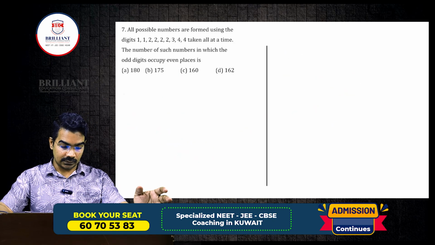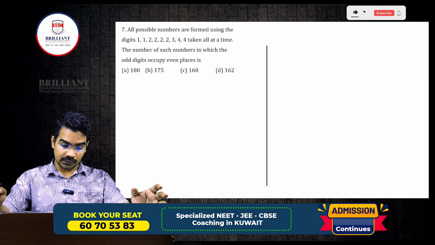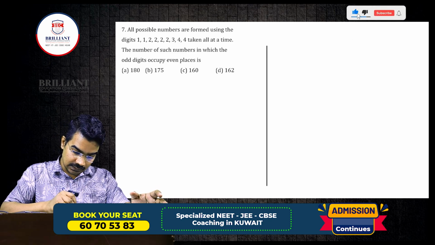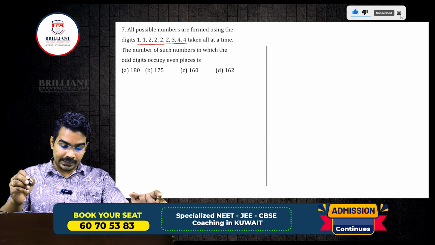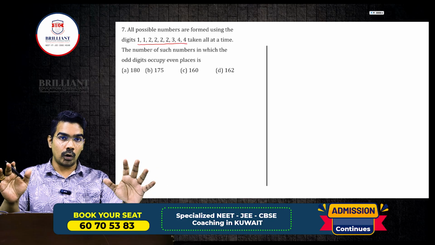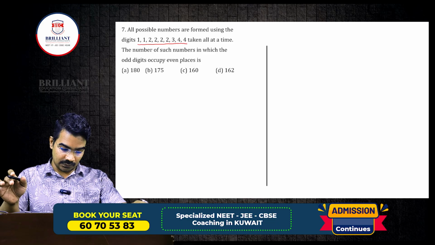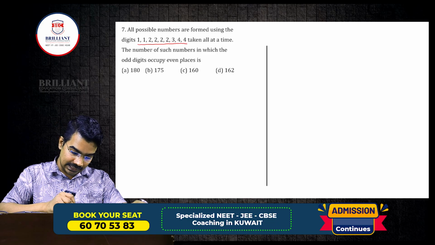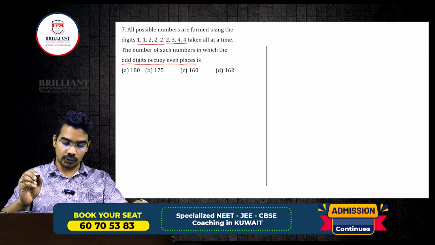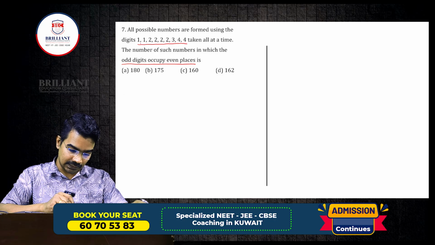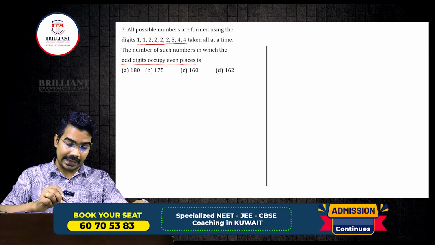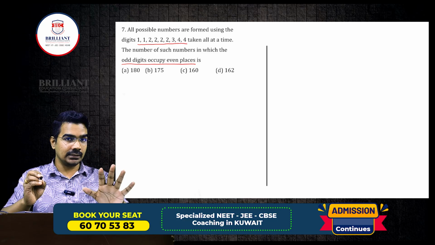So the next question is, all possible numbers are formed using the digits, taken all at a time. So all the digits have to be used at a time. The number of such numbers in which odd digits occupy even places. Odd digits should occupy even places. How many digits are given? 1, 2, 3, 4, 5, 6, 7, 8, 9. So it should be a 9-digit number.